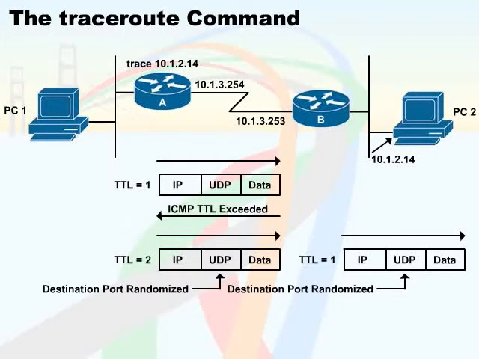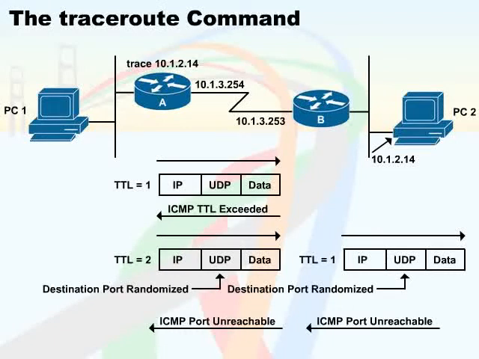This process continues till the packets actually reach their ultimate destination. When this happens, the host sends back an ICMP port unreachable message to the source host. This happens because the packets then try to access an invalid port at the destination host. The ICMP port unreachable message indicates the successful completion of the Traceroute command displaying the route path.